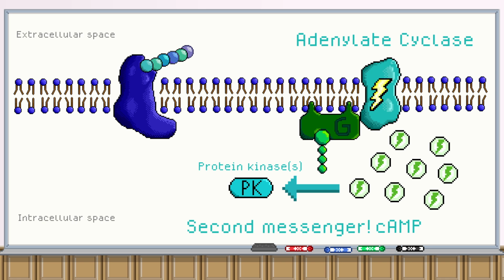And it's these protein kinases that finally activate the functions that the hormone was trying to activate in the first place. So in the case of this hepatocyte, it's activating the enzymes that break down glycogen into glucose. The important point here is that the purpose of activating adenylate cyclase is to increase cAMP within the cell. And again, cAMP is our second messenger in the adenylate cyclase pathway.